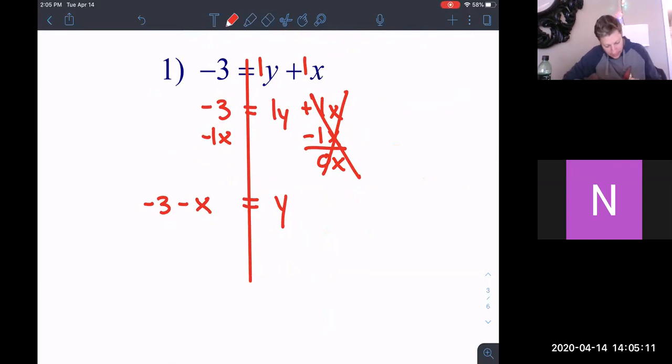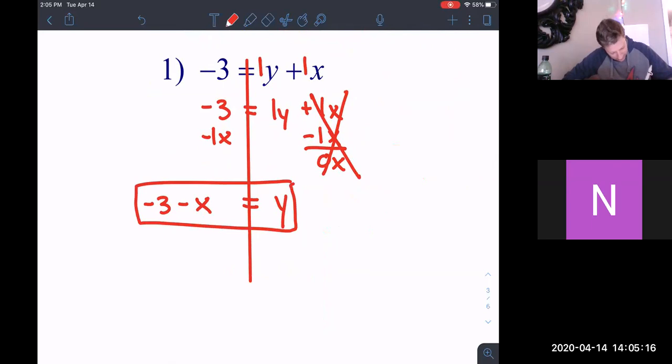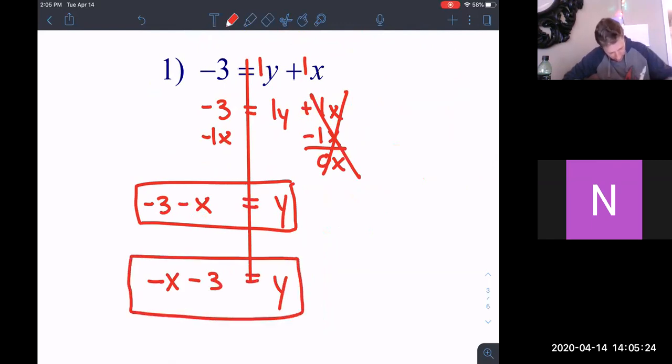Okay, so this is a correct answer because y is by itself, but we could also write it this way. So we could have put the -1x first and put the -3 second. All right, but it really doesn't matter. Both of these are okay to do. You just have to get that y by itself, like completely by itself. Right.